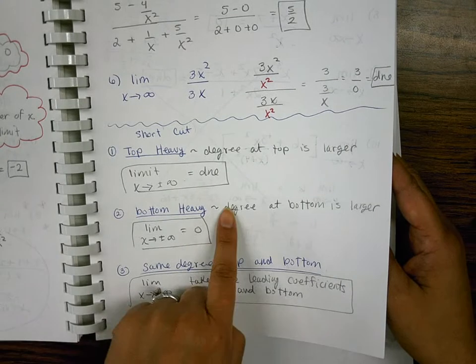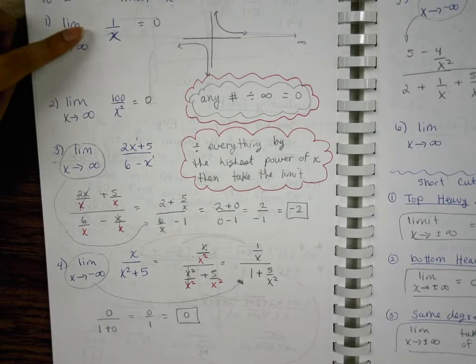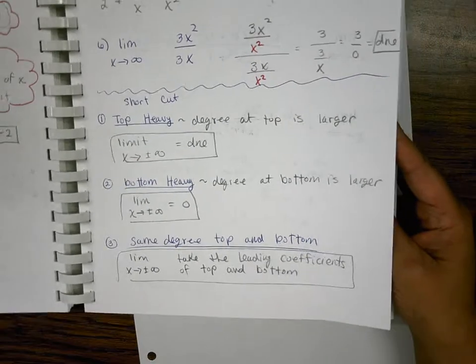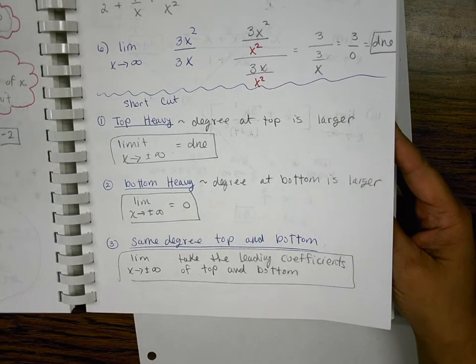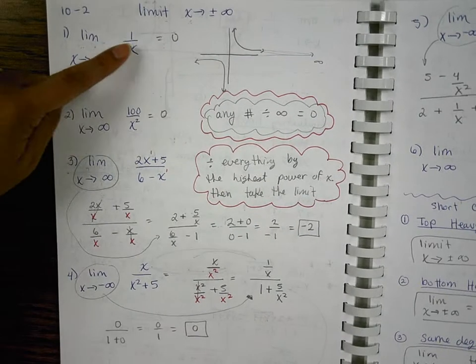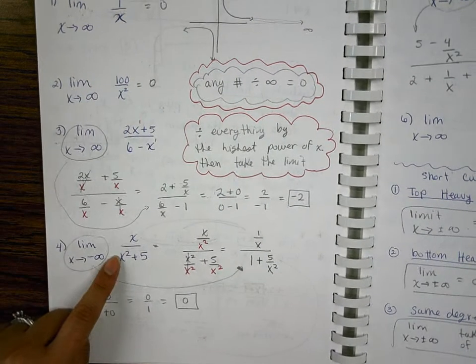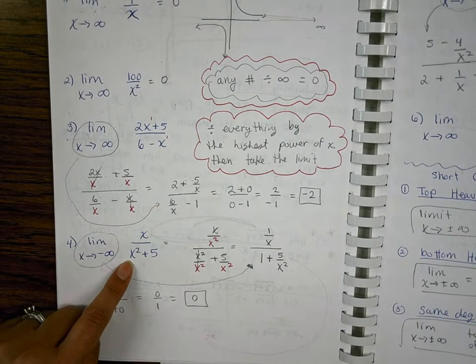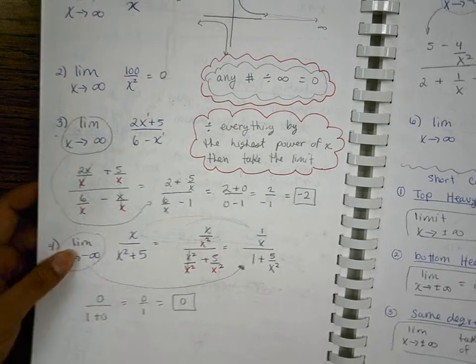Bottom heavy, meaning the degree at the bottom is larger. We have two of them here. According to the shortcut, the answer should always be 0. And sure enough, it happened. It's bottom heavy, so the answer is 0. Here, the degree at the bottom is bigger, and the answer is 0.